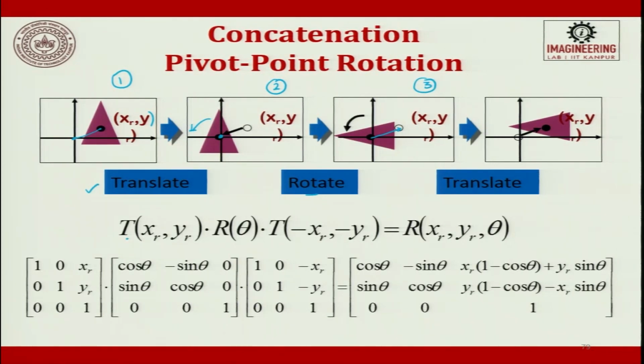So, here the translation matrix is x comma y, translation matrix into rotation, whatever it is, and then you will have a translation back to the point. So, you will have this. This is the final matrix. So, we will have this translation, then rotation, then translation. When we multiply all the three, we get into this form.